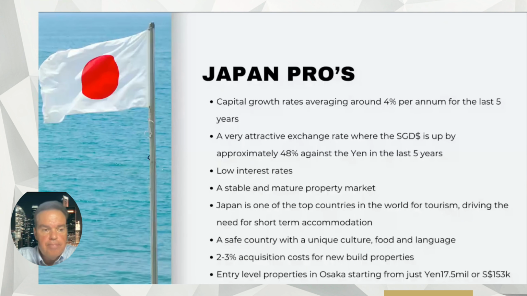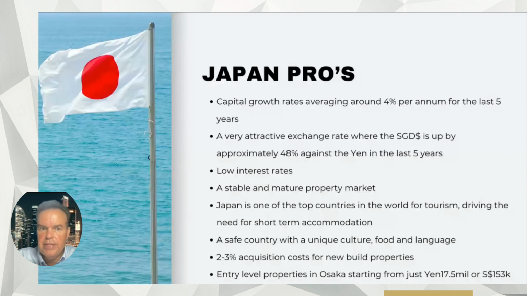Japan and Osaka is already experiencing very good tourism, but that's, I think, inflated even more so because Osaka is presently hosting the World Expo between April to October of this year, which is boosting even more people to the city and creating a higher need for short-term accommodation. It's also synonymous with being a safe country. Acquisition costs typically for a new build property are as low as 2 or 3%.